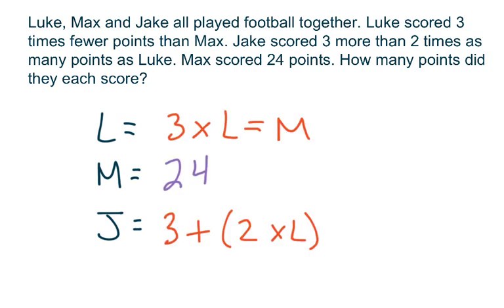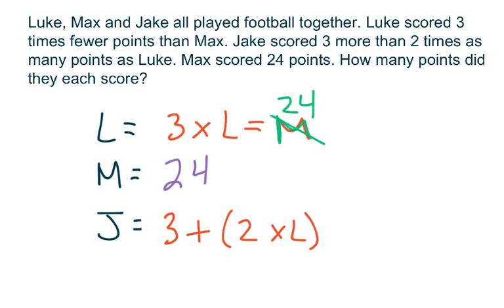Alright, so here are the equations that I have set up. Luke scored 3 times fewer points than Max. So 3 times Luke is going to give me what Max scored. Max scored 24 points, and Jake scored 3 more than, so 3 plus 2 times what Luke scored. So the only person who I know right now, I know how many points they scored, is Max. I'm going to go back into my equations that I set up, and whenever I see an M, I'm going to replace that with Max's score.